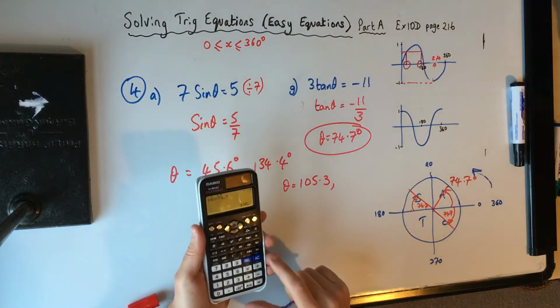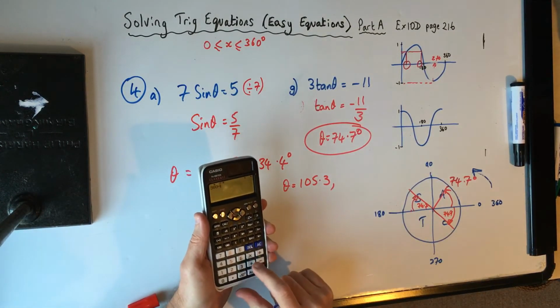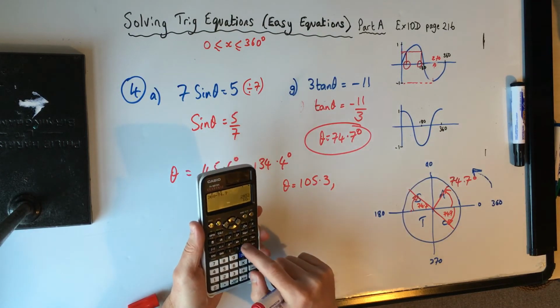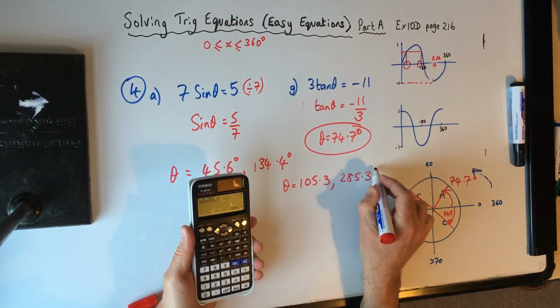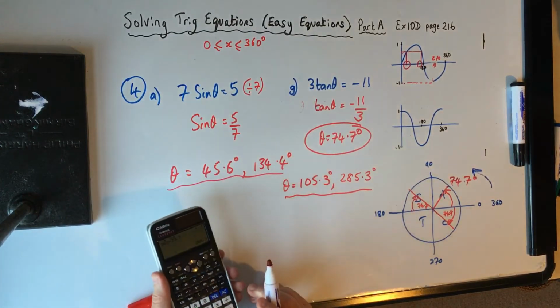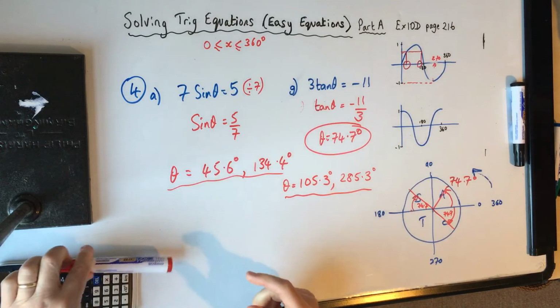And 5.3 is the first one, and 360 minus 74.7, and that's going to give me 285.3 degrees. Okay, that's those two there. That's a couple from question 4. You can fill in the gaps.